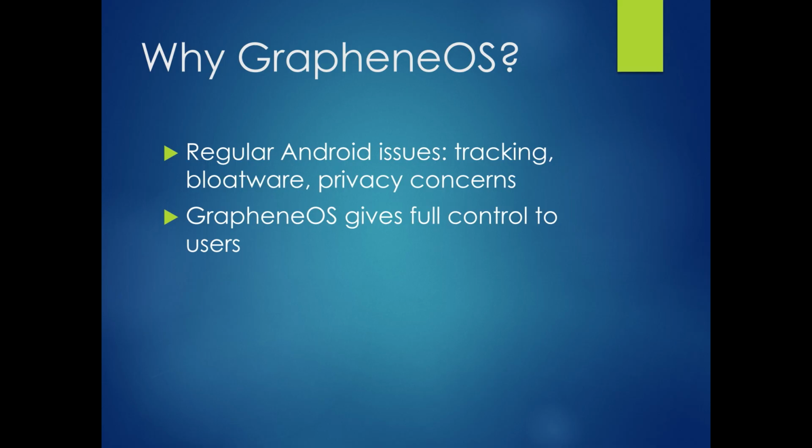So why should we use GrapheneOS? Regular Android has issues with tracking, bloatware, and privacy. As you know, Android has a lot of bloatware which you cannot uninstall. There are some tracking issues also. The users are being tracked. There are some privacy concerns which have arisen recently. If you have worry about these things, you can go for mobiles based on this operating system.